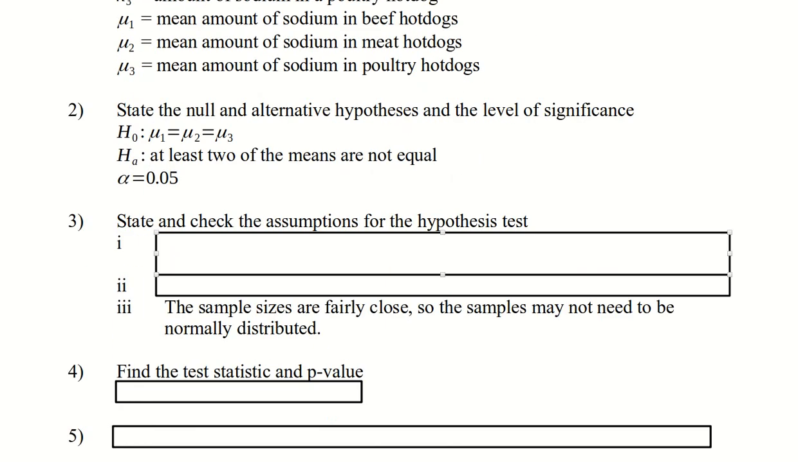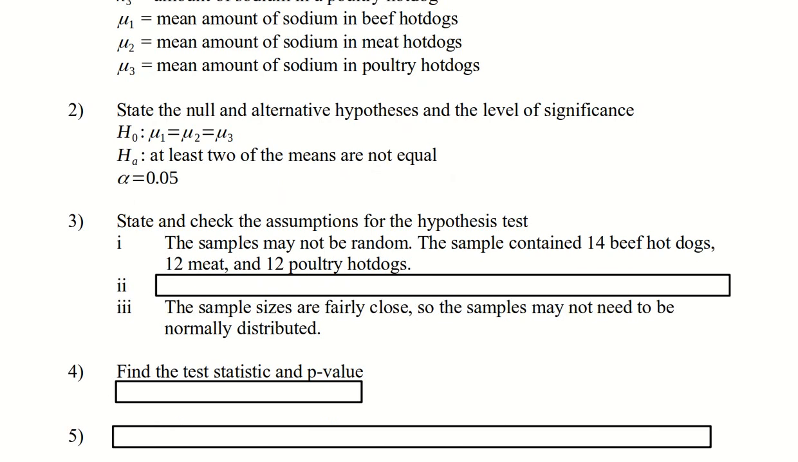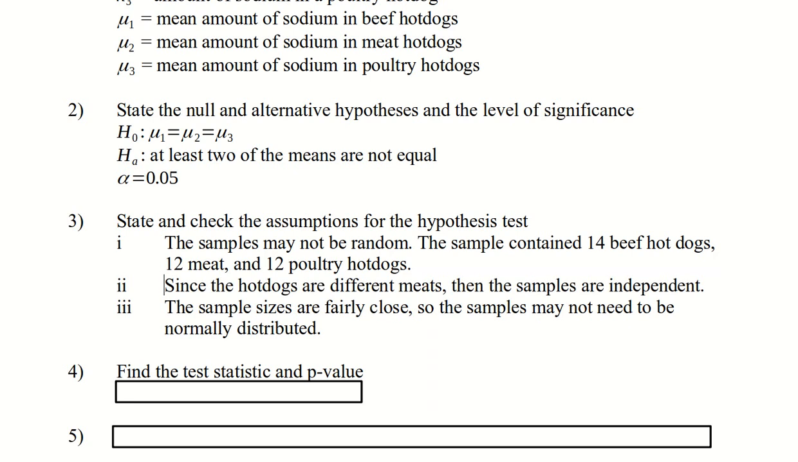We've got 3 things to check. The first is, well, we're never told that these samples were random. Simply that there were 14 of one, 12 of the other, and 12 of the last. The next thing that we have to say is that the samples are indeed independent, and that's true because they're different meats. And then finally, they're fairly close to each other in sample size. 14 is pretty close to 12, and 12 is pretty close to 12.